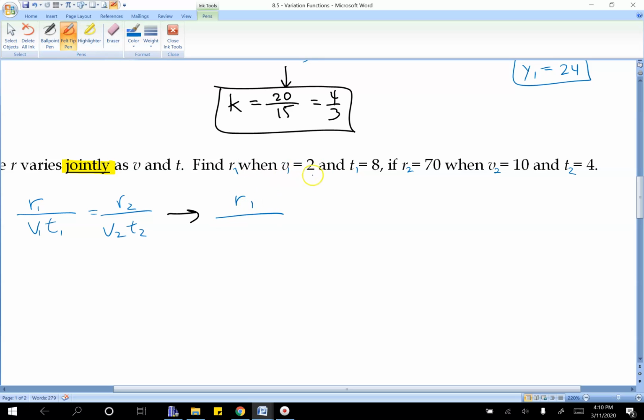R1 we don't know. V2 we have is 2. Or V1 we have, which is 2. T1, which is 8, equals R2 70 over V2 10 times T2, which is 4. Okay. And once again, if we want to solve for k, it's pretty much this guy, right? We'll do that at the end.